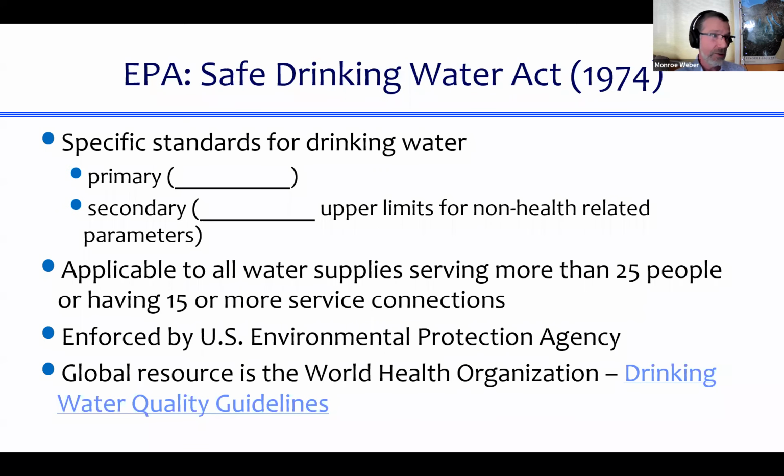Okay, so let's actually go to what the Environmental Protection Agency specifies. So EPA, and this is like ancient history, but it's still part of what we're working off of, is the Safe Drinking Water Act 1974. It specifies both primary and secondary standards. Primary is all about things that are mandatory, that are health-based requirements. Secondary is suggested. They are non-health-based standards. And it's applicable to all water supplies serving more than 25 people.